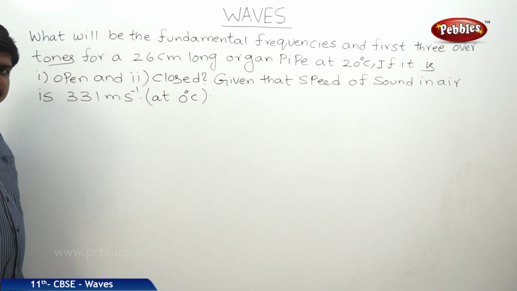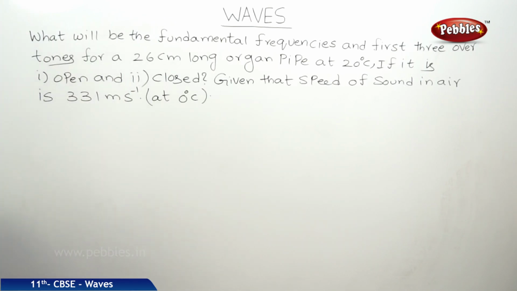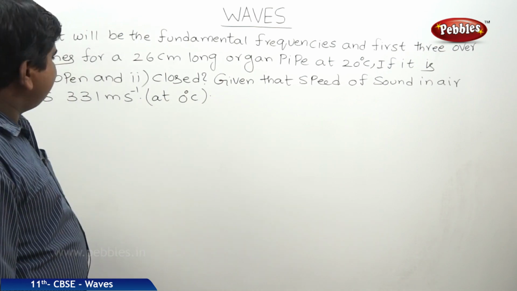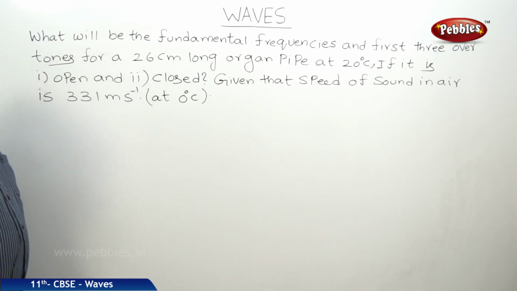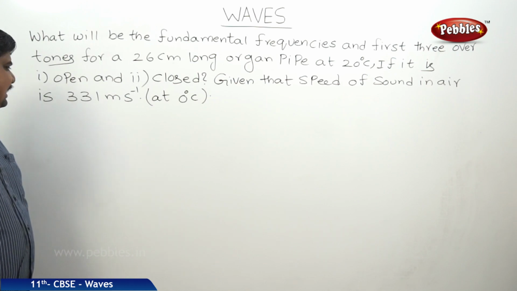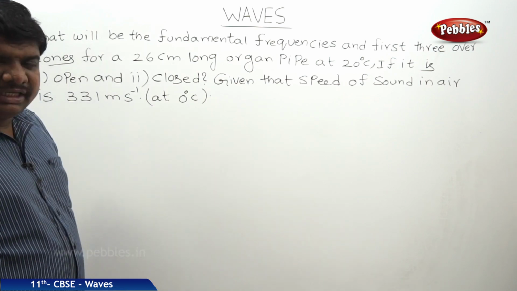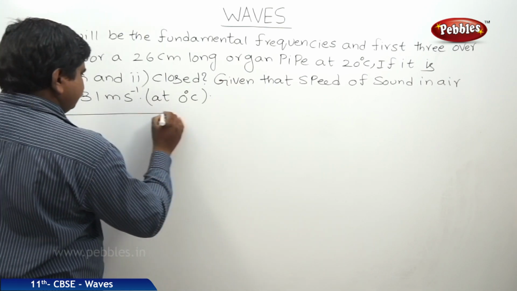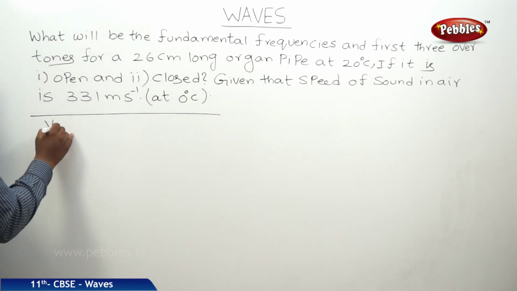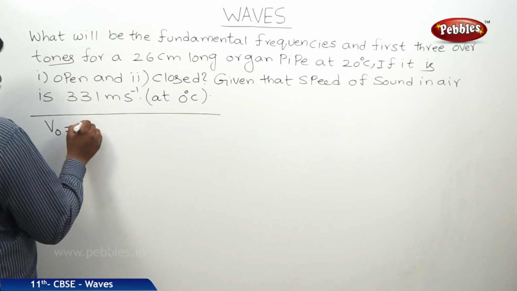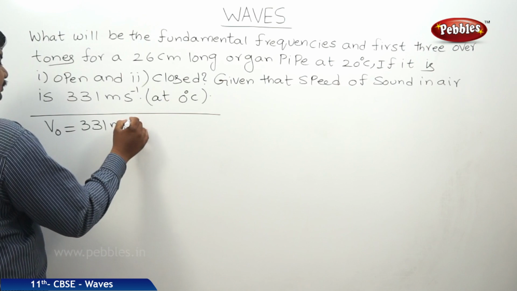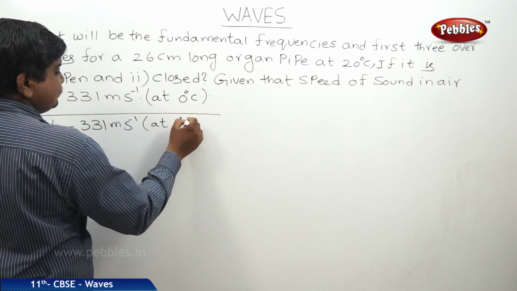So this is the numerical which is based on the concept of fundamental modes of vibrations in open pipes and closed pipes. The question is, what will be the fundamental frequencies of first 3 overtones for a 26 centimeter long organ pipe at 20 degrees Celsius if it is open and closed, given that speed of sound in air is 331 meters per second at 0 degrees Celsius. So speed of sound in air is 331 meters per second. This is at 0 degrees Celsius.